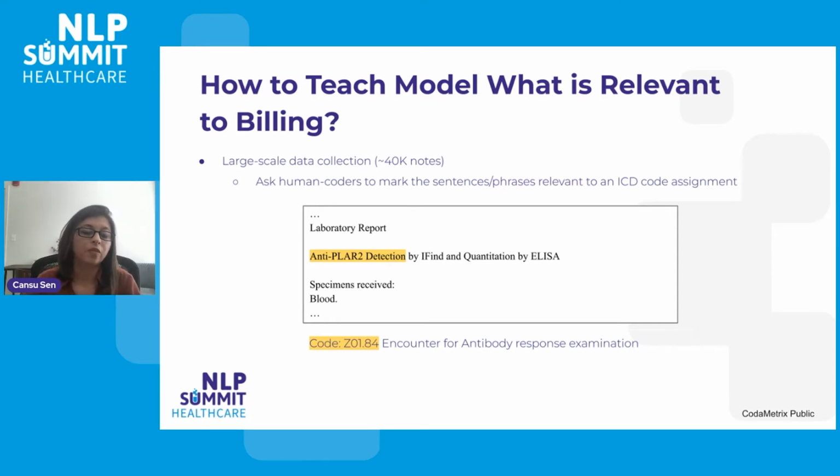Here, we're looking at an example report. This is a part from an example report. And for this note, the assigned ICD code is Z01.84, which is encounter for antibody response examination. So our human coder reads this note and tells us that this ICD code is assigned to this note because of this phrase in this sentence. So this is the information we're collecting here.